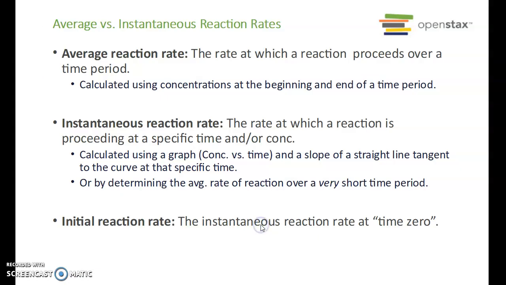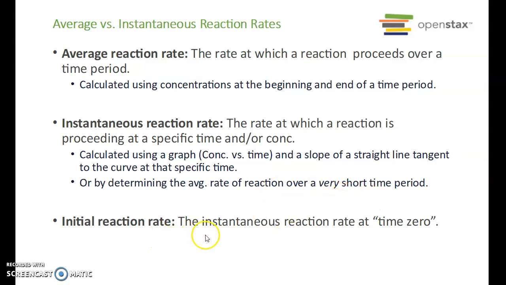Okay? So the average reaction rate is the rate at which a reaction proceeds over a time period. It's calculated using the concentrations at the beginning and the end of the time period, just like we did in the preceding slide. Instantaneous reaction rate is the rate at which a reaction is proceeding at a specific time or concentration. And what you do is you use a graph of concentration versus time and the slope of a straight line tangent to a curve at a specific time to get that instantaneous reaction rate, or by determining the average rate over a very short period of time.